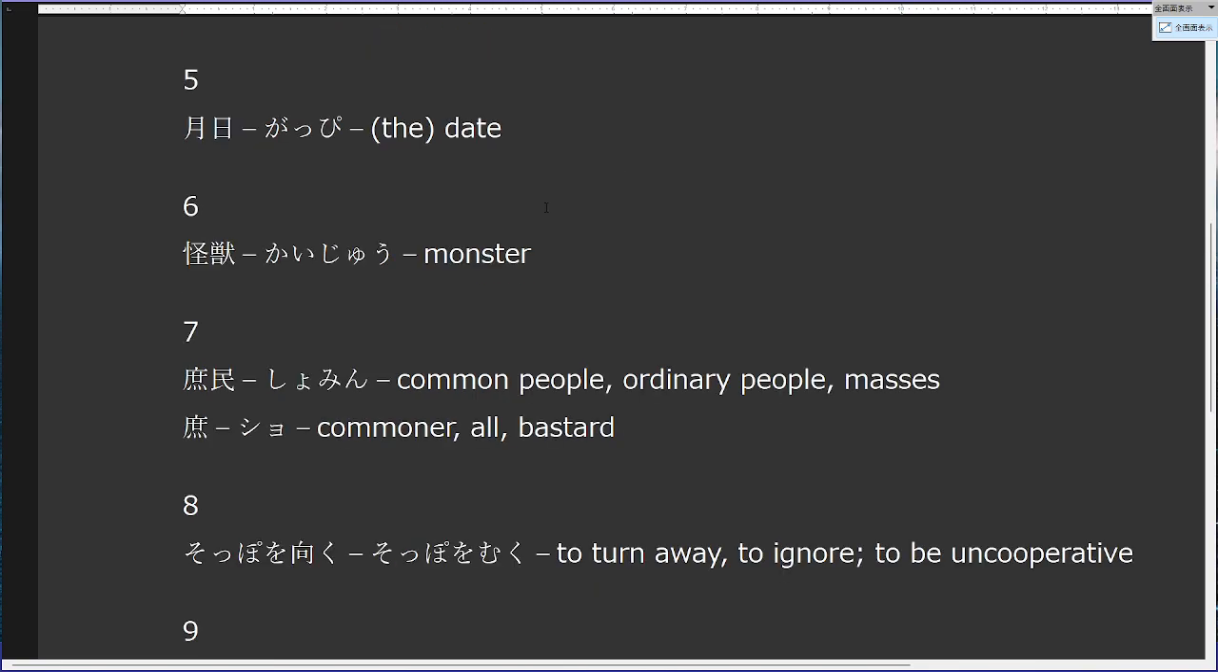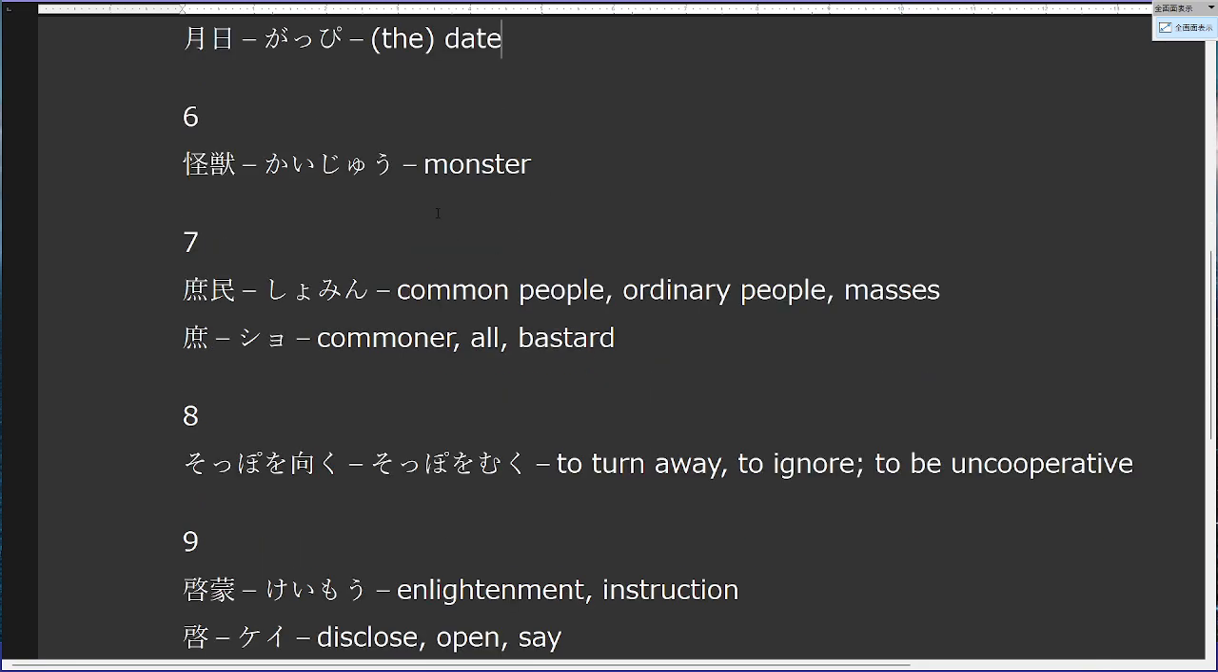Number five is gappi. This is the date. This is literally translated the month and day. Gappi is the date. Gatsu plus hi is gappi, or the month and day. Gappi. Roughly translated, the date. Gappi is the month and day.